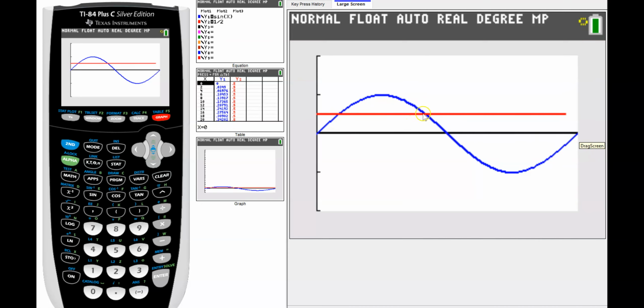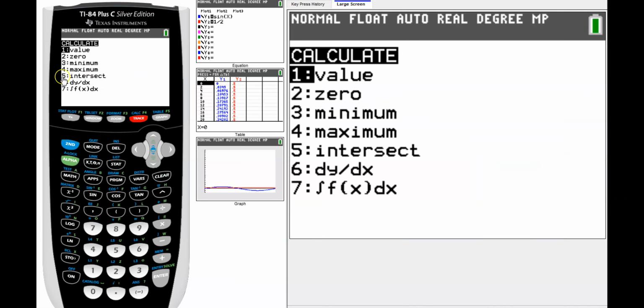So these are our solutions. To find them, you go second and trace. Trace is where we do all our calculations. And in there you will see an intersection, number 5.